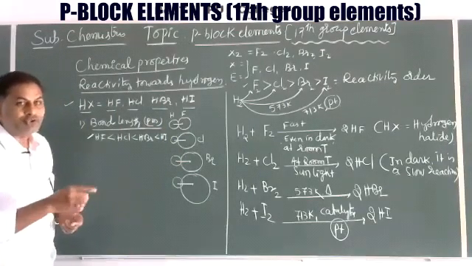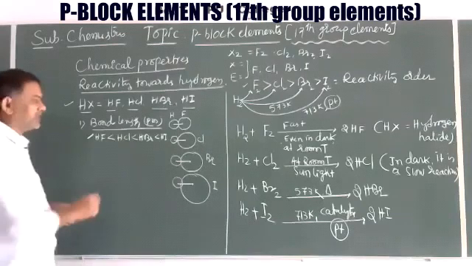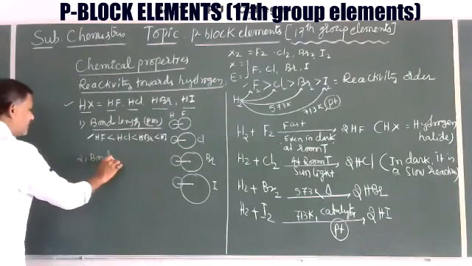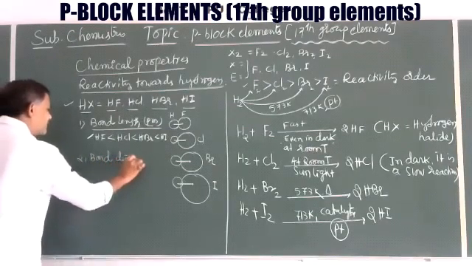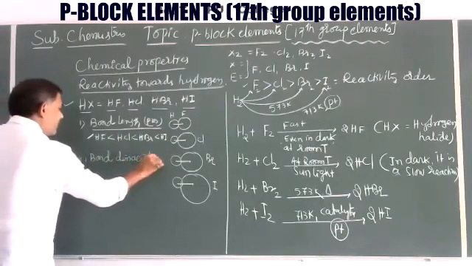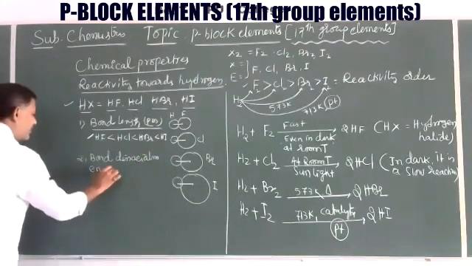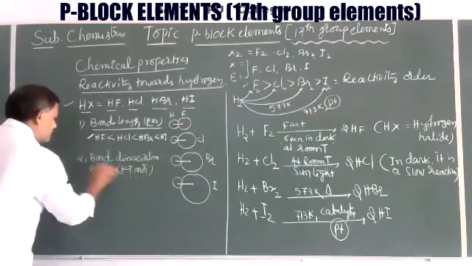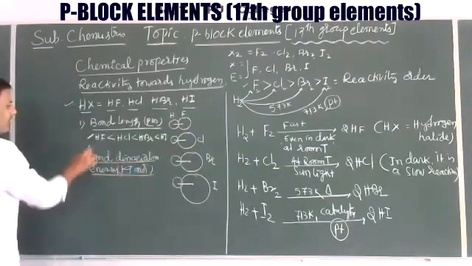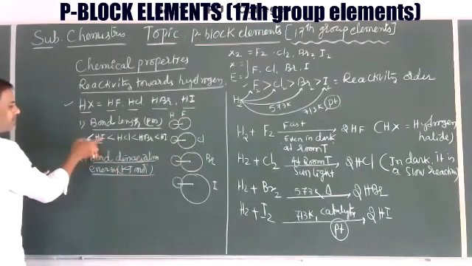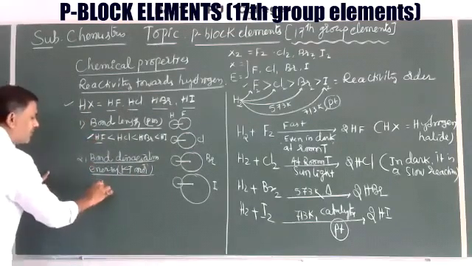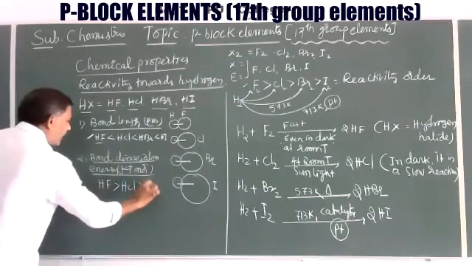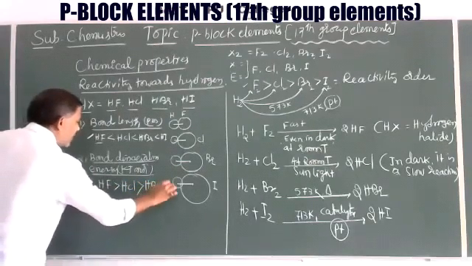Less amount of energy is required to break a bond. That's why the second one is bond dissociation enthalpy or energy, measured in kilojoules per mole. Bond length is less between these two, so the energy is more. That's why HF is greater than HCl, which is greater than HBr, which is greater than HI.